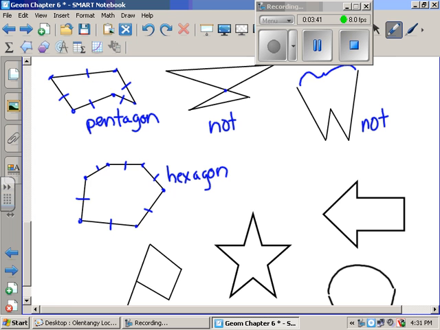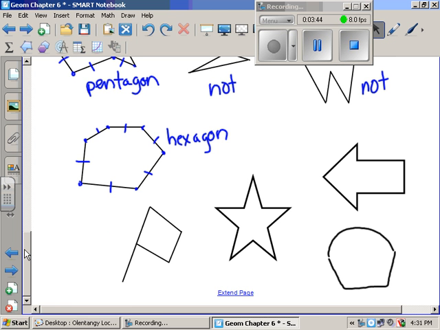Okay, take a second and see if you can name these 4 and decide if they're polygons or not. All right, this one is not because it intersects not at an endpoint, right in the middle. This one it intersects at all endpoints, so it is a polygon, and it's a 1, 2, 3, 4, 5, 6, 7, 8, 9, 10 decagon, because it has 10 sides. Okay? This one intersects all at endpoints, so it's a 1, 2, 3, 4, 5, 6, 7. It's a heptagon.